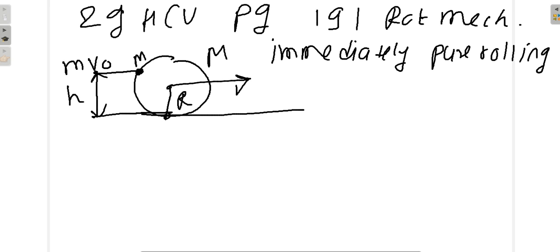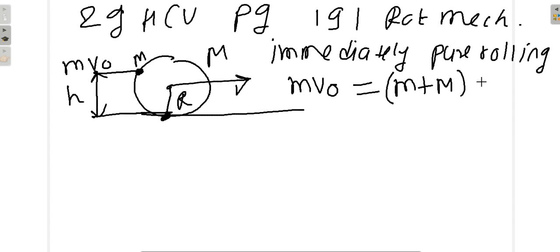We will try to apply the principle of momentum conservation. Let us first understand the linear momentum conservation. What is the momentum of the system before impact? m into V0. The momentum of the system after impact is small m plus capital M, as both of them move together with the velocity, say V. So we have got m into V0 is small m plus capital M into V. This is one equation we have.